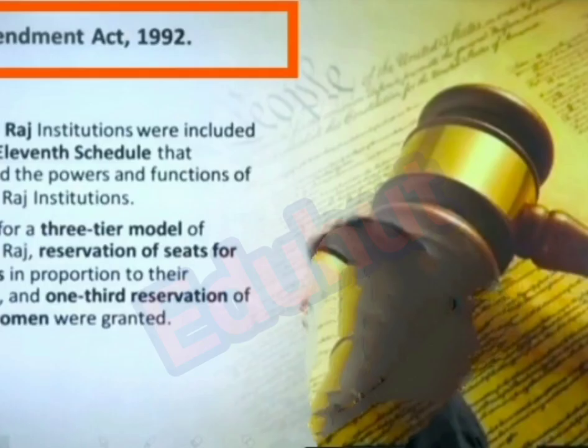73rd Amendment Act 1992. Panchayati Raj institutions were included under the 11th Schedule that enumerated the powers and the functions of the Panchayati Raj institutions. Provisions for a three-tier model of the Panchayati Raj, reservation of seats for the SCs and STs in proportion to the population, and one-third reservation of the seats for women were granted.